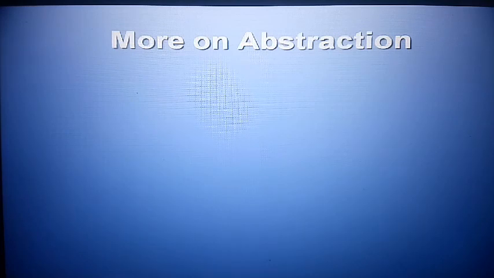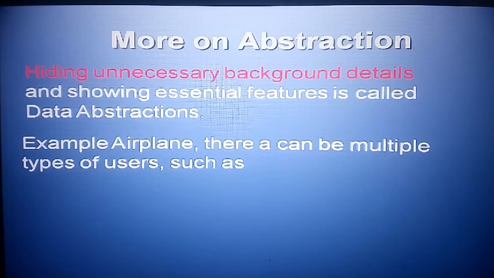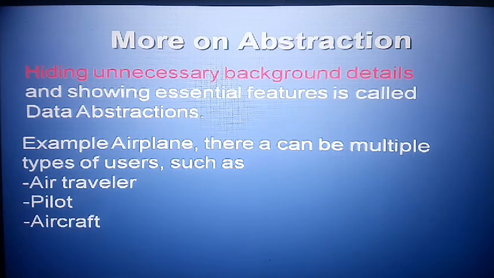Second topic, more on abstraction. Abstraction is already defined: hiding unnecessary background detail and showing the essential features is called data abstraction. It means you can see everything, but how it works, you don't know. Here is the example of an aeroplane. It can have multiple types of use, like air travel, pilot, aircraft. Many purposes of aeroplanes, so it is abstraction.